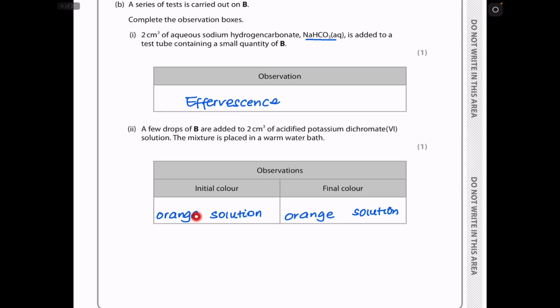So I say the orange solution is going to be the initial color, and then the final color is also going to be an orange solution. There is no oxidation that takes place, because there is no functional group to be oxidized.